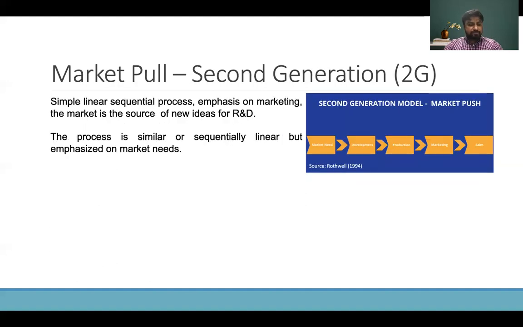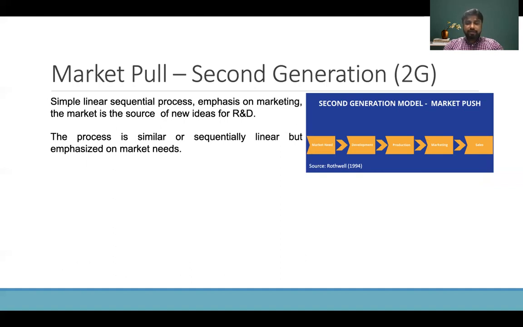The second generation model. In the 1960s, the approach shifted from technological push to market pull. The focus began on responding to the market needs. The factor ignored during the first generation was incorporated in the second generation. The process is similar and the emphasis is on marketing. The market is the source of new ideas for R&D.